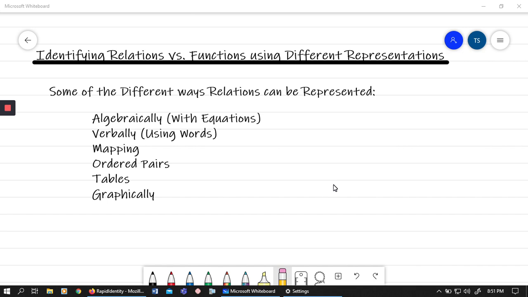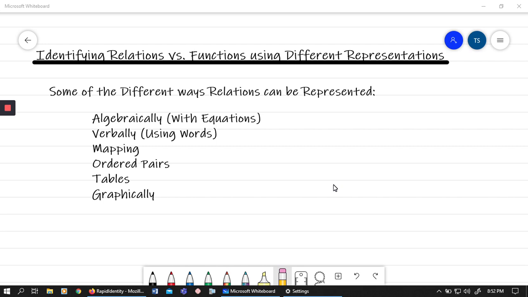So we can represent relations algebraically, that's talking about with equations. We can represent relations verbally, with mapping, with ordered pairs, using tables, or graphically. Remember that a relation is a pairing of input values with output values. So again, it's a pairing of a set of inputs, which we call the domain, with a set of output values, which we call the range.